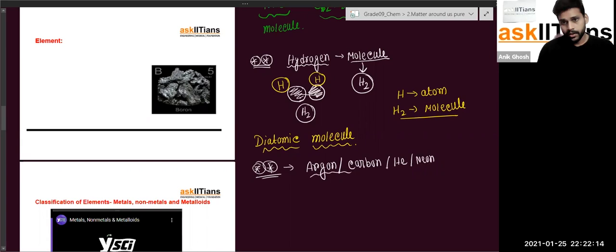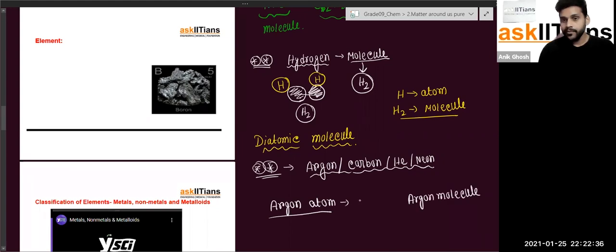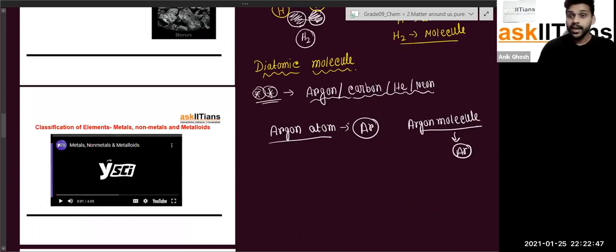If you just take any one of them as an example, now tell me, if I just say argon atom, what would be its symbol? What would be the symbol of argon molecule? Tell me. Actually, for argon atom, the symbol is Ar. For argon molecule as well, the symbol is Ar. So there is no such difference between argon atom and argon molecule. They are just the same.